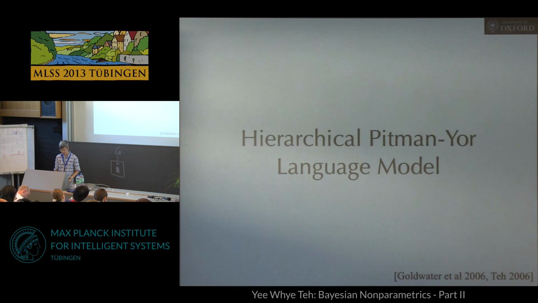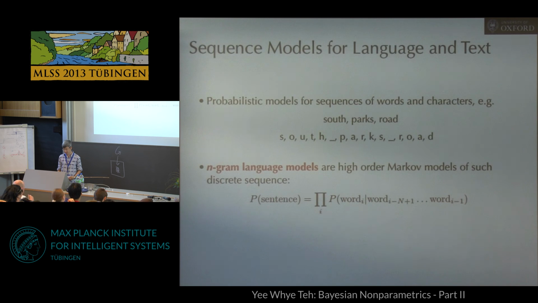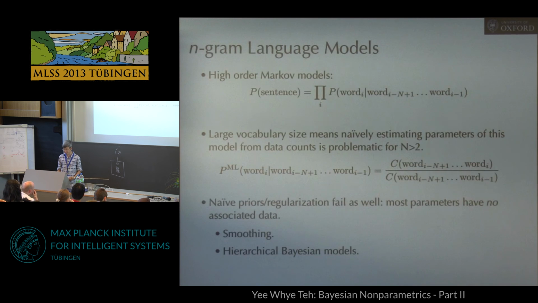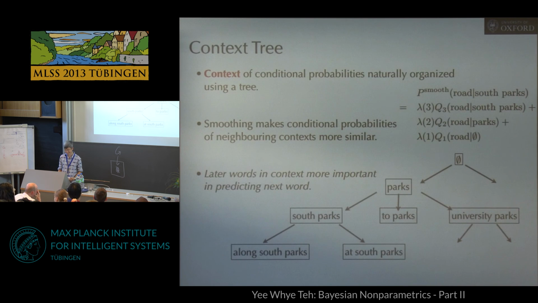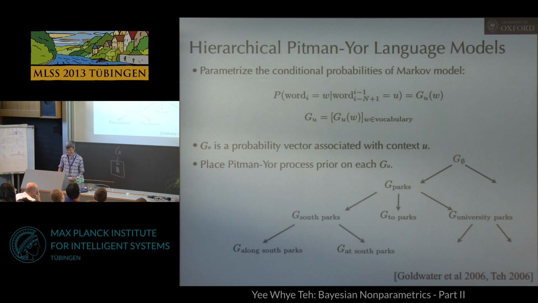There's a very nice application which combines the two threads, the Pitman-Yor process and the hierarchical Bayesian nonparametric model, where instead of a hierarchical Dirichlet process, you just put a hierarchical Pitman-Yor process. I'm going to skip through all this, but basically it works pretty well. In fact, I'm just going to give you the numbers.